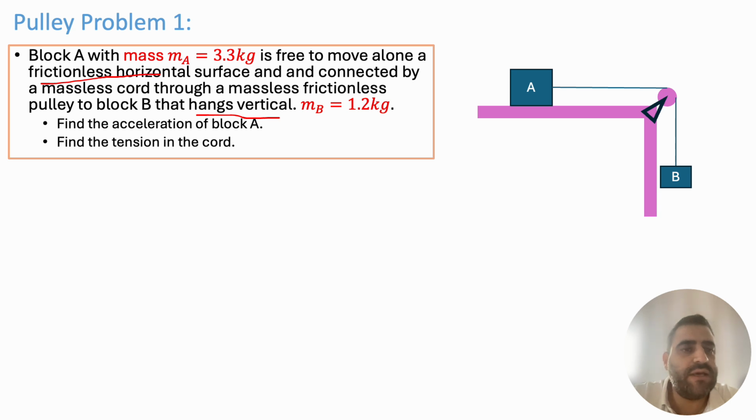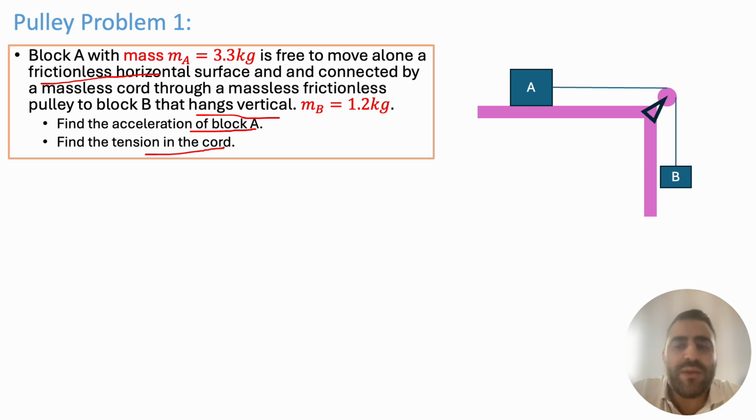The other thing we know is that the cord and the pulley both are massless, and the pulley is frictionless. So we don't have to worry about what's happening on the pulley. What we want to find is the acceleration of block A. In this, we're going to find the acceleration of block B as well, and also the tension in the cord.